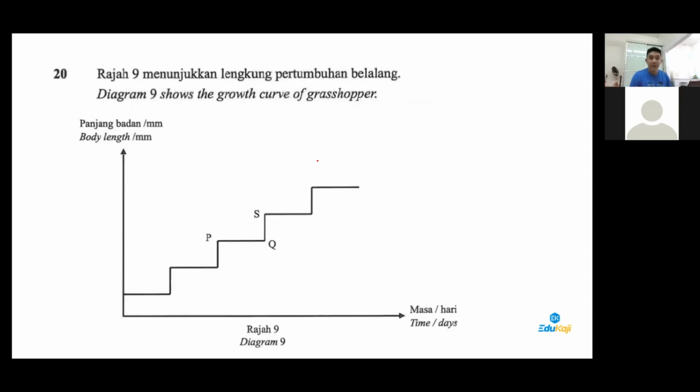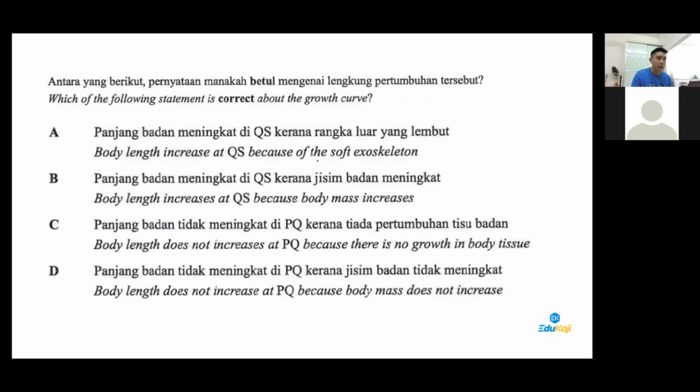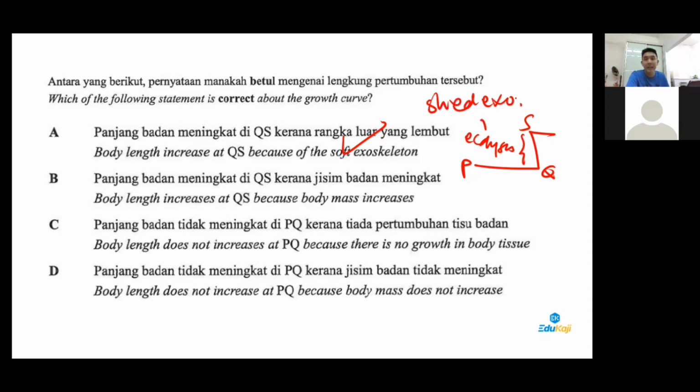Now guys, this is a stair-step growth curve. Check PQ, PQS. Okay, which is correct with regards to the curve? Body length increases at QS because of the soft exoskeleton. This is correct, because ecdysis occurs here. So what's ecdysis? They shed the exoskeleton. That's why they quickly grow.